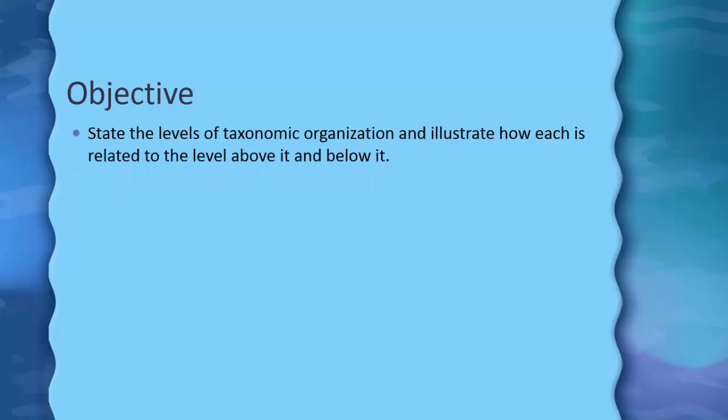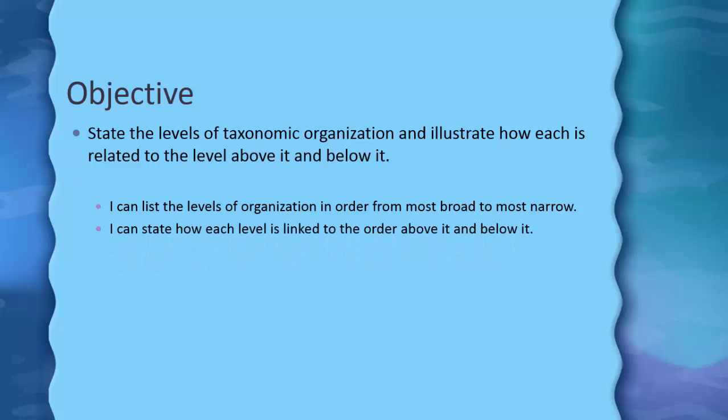Our objective for today is to state the levels of taxonomic organization and illustrate how each level is related to the one above it and below it. So I broke this out into two I can statements. The first one is I can list the levels of organization in order from most broad to narrow. And the other is I can state how each level is linked to the one above it and the one below it.